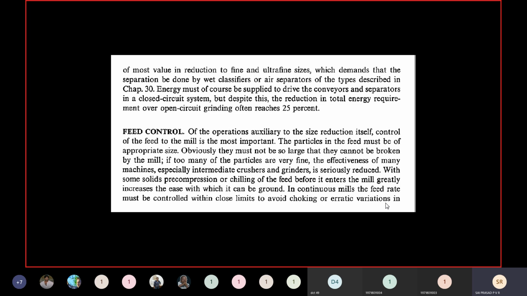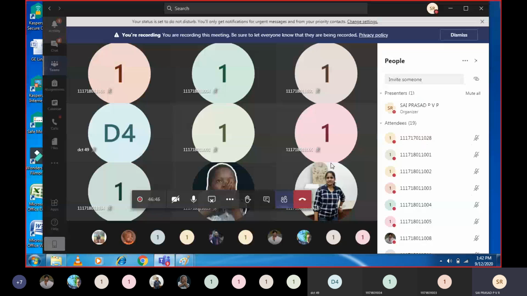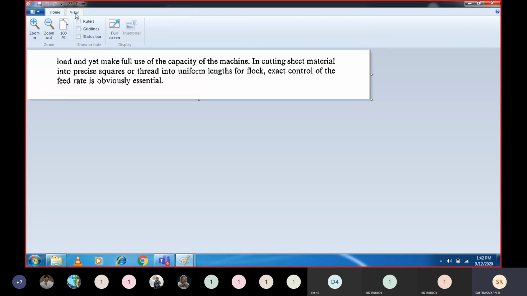So this is the meaning of erratic variation. It means consuming of power, because the current will be very high when it is doing heavy duty. Such kind of things should be avoided. That is important. Erratic loads should be avoided, and yet we must make full use of the capacity of the machine.